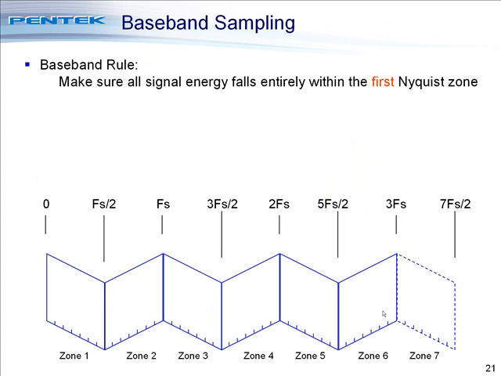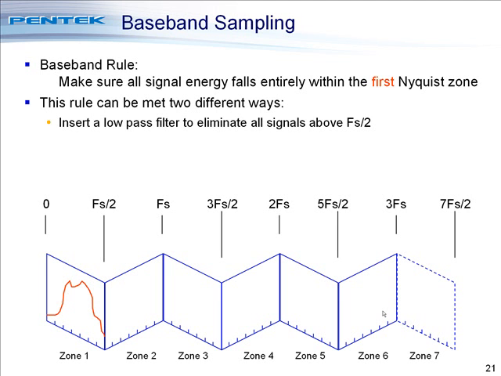Baseband sampling defines that all signal energy must be within the first Nyquist zone. When this is true, we call this type of sampling baseband sampling. So we have a signal shown in zone 1. This rule for baseband sampling can be met in two different ways.